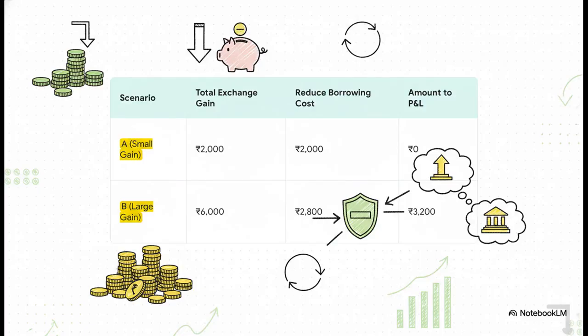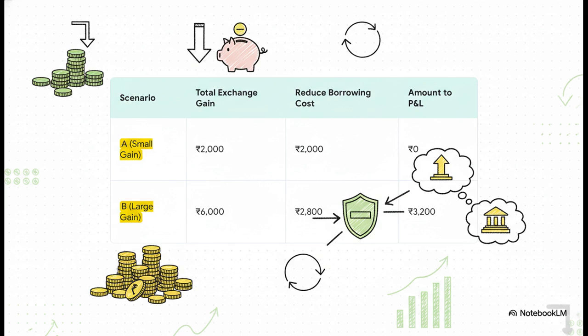This table explains it all. Let's look at scenario A. The gain is 2,000 rupees. Now, since that's less than the 2,800 we capitalized as a loss last year, that entire gain has to be used to reduce this year's borrowing costs. It's like you're paying back the adjustment.